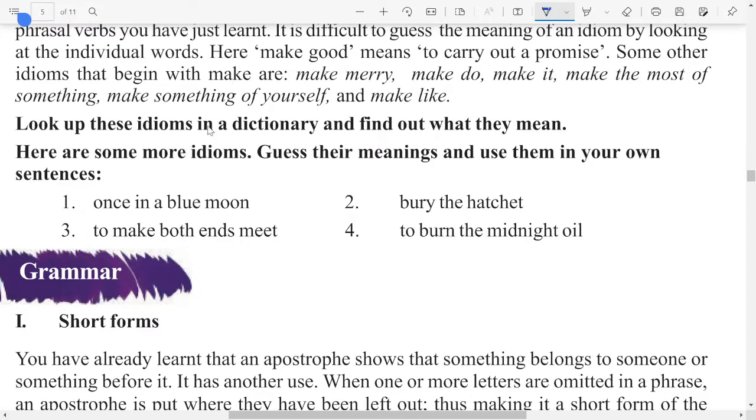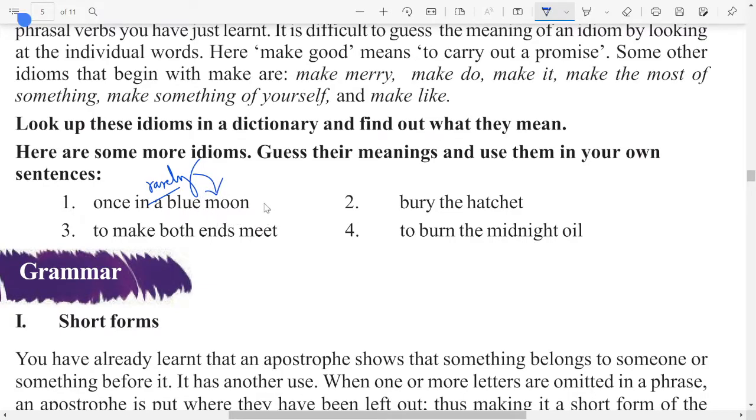For your TET examination, you should know 100 to 150 idioms, and here we have got 4 idioms. Please note down all these idioms in a notebook. Look at the first one, once in a blue moon. My friend eats non-veg once in a blue moon. Once in a blue moon is to do something very rarely. So when you do something very rarely, you call it once in a blue moon.